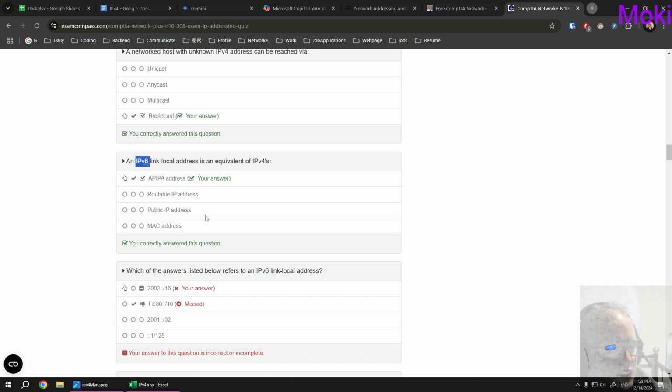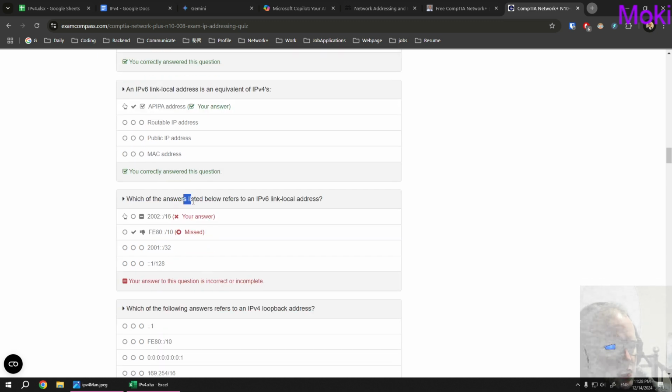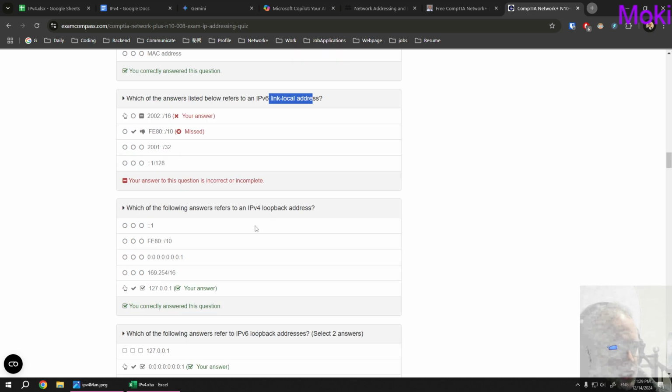That's for IPv6. Which of the following listed below refers to the IPv6 link local address? I said it already. Sorry, link local. Link local always starts with FE80. I just talked to AI about this, and I learned it always starts with FE80 for link local.